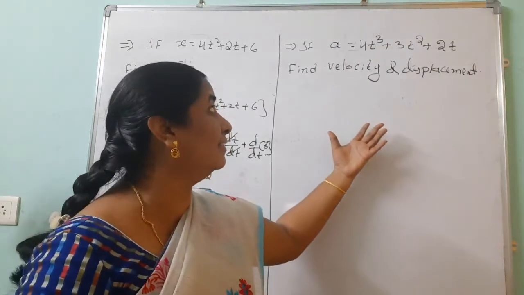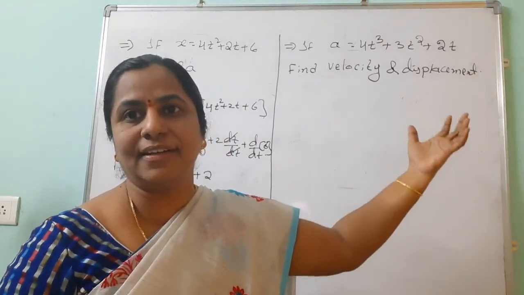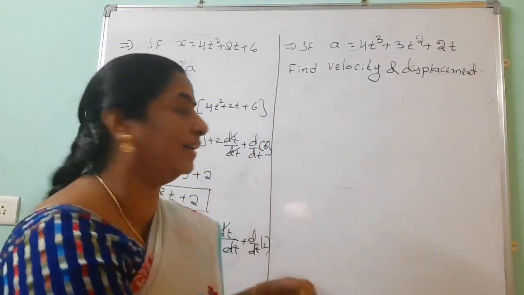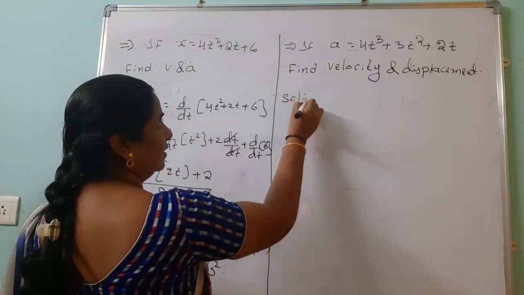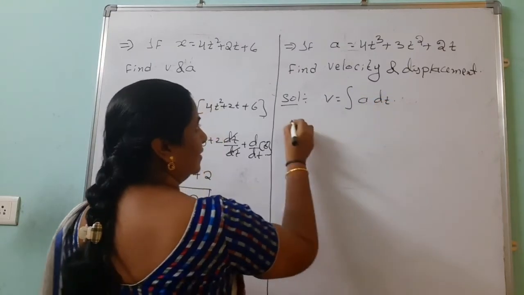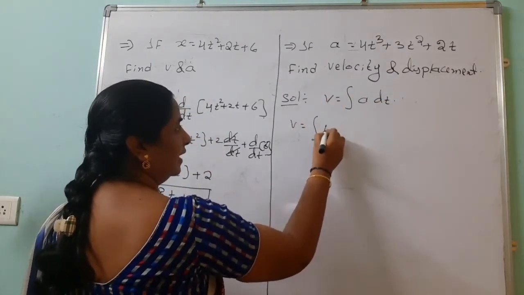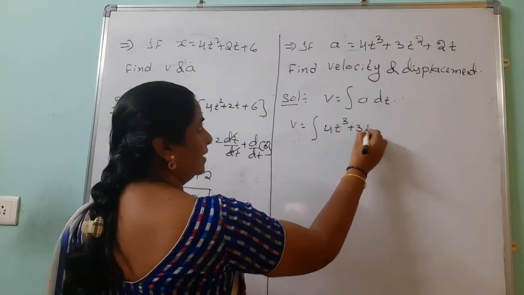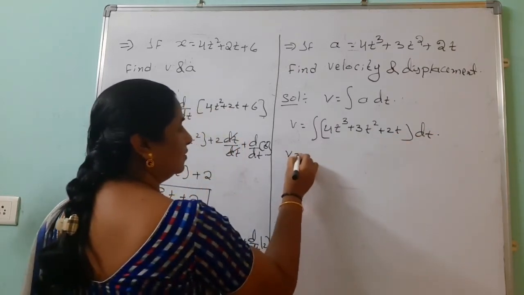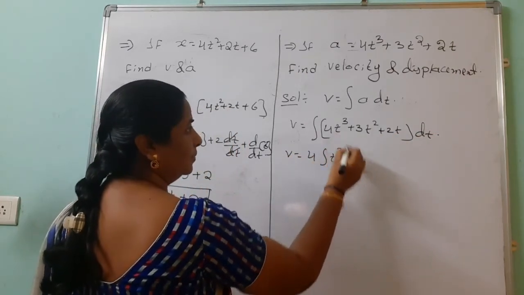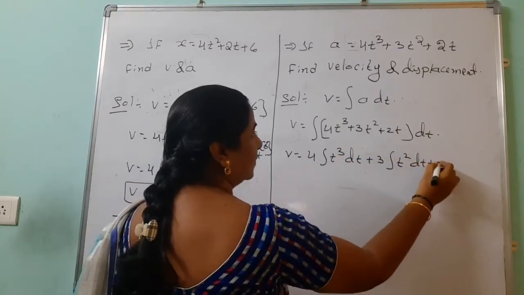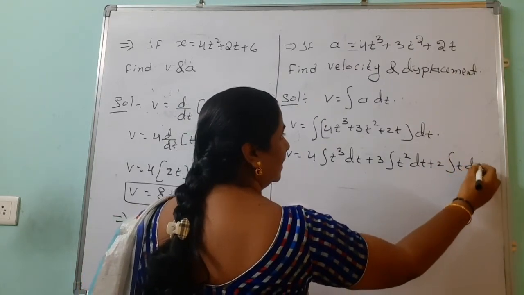differentiation. Integration of velocity is giving the displacement. Integration of acceleration is giving the velocity. So we can go back, in the reverse order. Look here. First we have to find out the velocity. Velocity, you know, is the integration of a dt. So v equals, instead of a we are writing 4t cube plus 3t square plus 2t. V equals 4 into integration of t cube dt plus 3 into integration of t square dt plus 2 into integration of t dt.